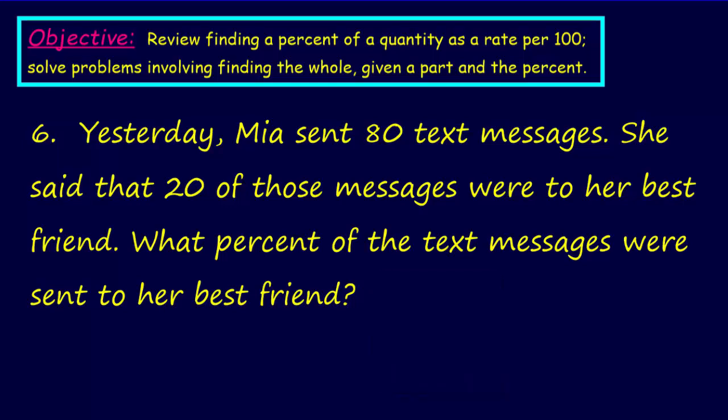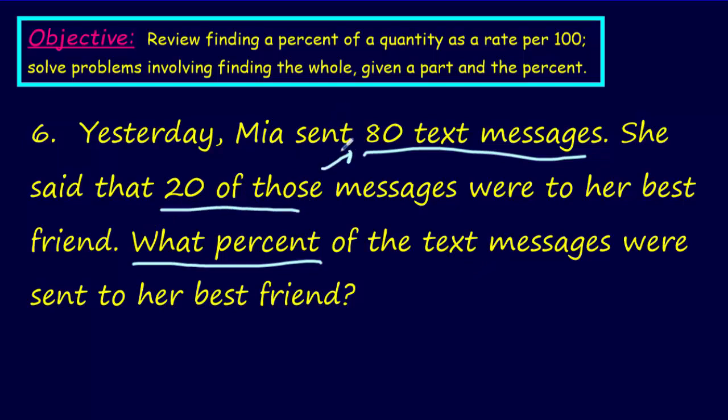Well, I'm looking at this again, I'm looking for a percent, part, and then the whole. What percent of the text messages that were sent to her best friend lets me know that what we don't have is the percent. We do have that whole part of the 80 text messages that were sent, and then the 20 lets you know when it says 20 of those, yeah, they're talking about those right there. Lets us know that's the part. Whole, part, percent we don't have.